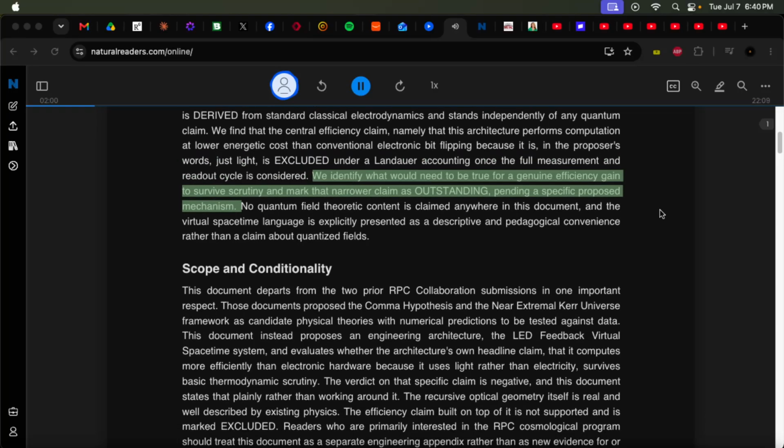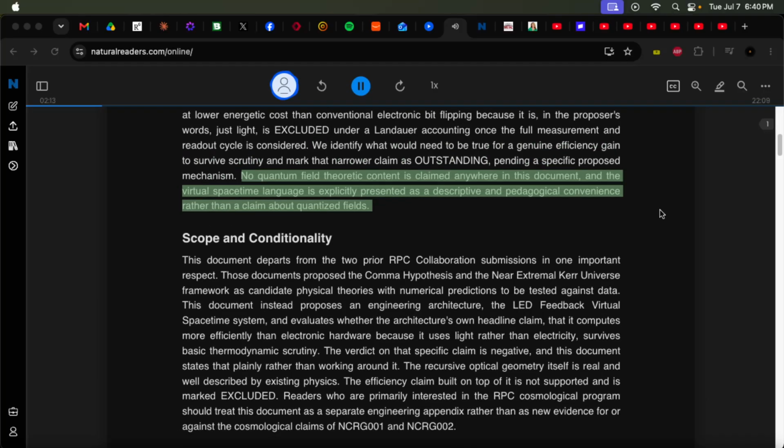We identify what would need to be true for a genuine efficiency gain to survive scrutiny and mark that narrower claim as outstanding, pending a specific proposed mechanism. No quantum field theoretic content is claimed anywhere in this document, and the virtual spacetime language is explicitly presented as a descriptive and pedagogical convenience rather than a claim about quantized fields.